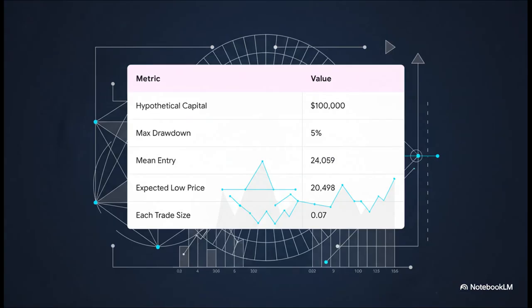Okay, let's translate this into a practical risk plan. Let's imagine a hypothetical portfolio of $100,000, and let's say the investor sets a maximum drawdown of 5%. With those inputs, the system gets to work. Using a blended average entry price, it projects a potential low point. All of this math leads to one crucial output, a very precise trade size of 0.07 for each of those entries. The whole point is to keep the potential risk right within that predefined limit.